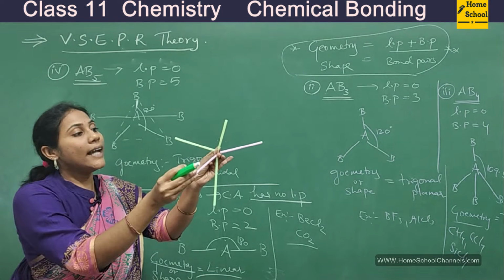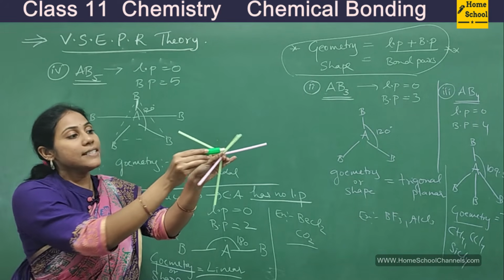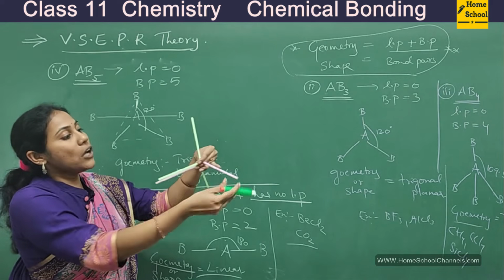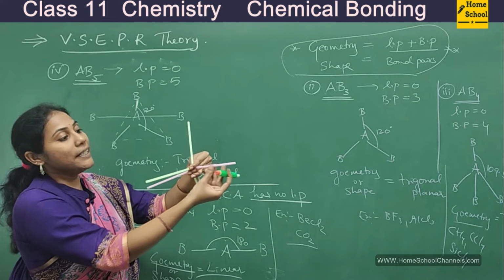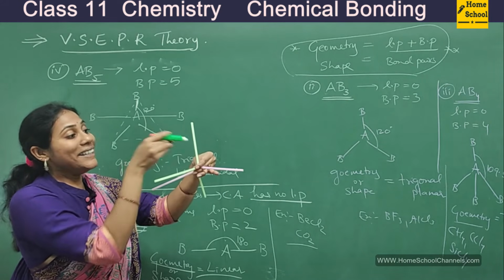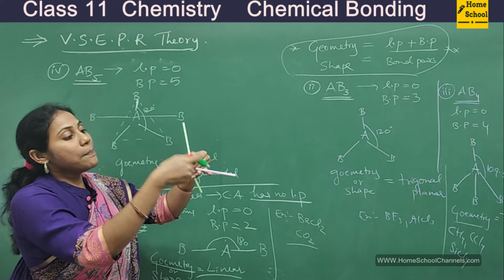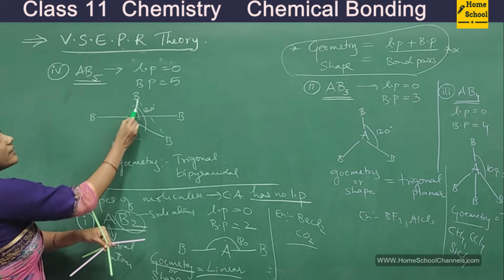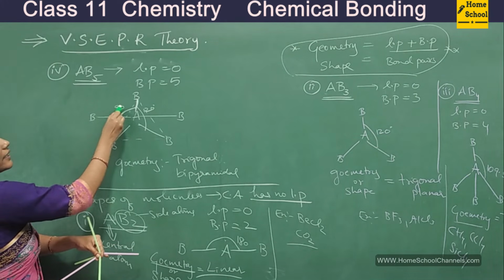And what is the bond angle between a green straw and a pink straw? So what is their position? You take any green straw and this pink straw. How are they? They are perpendicular to each other, no? You can take any green straw and any pink straw, guys. You see their positions. They are perpendicular to each other. That means the bond angle between this bond and this bond is always 90 degrees, right?